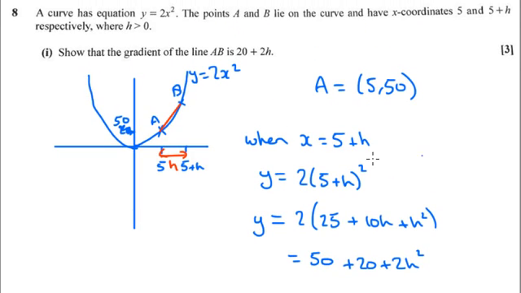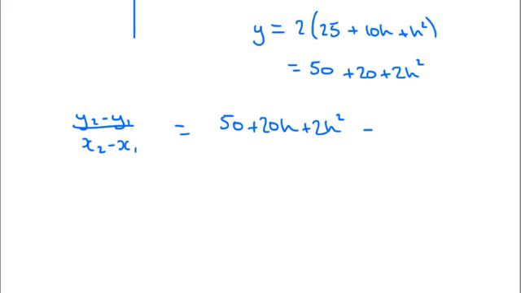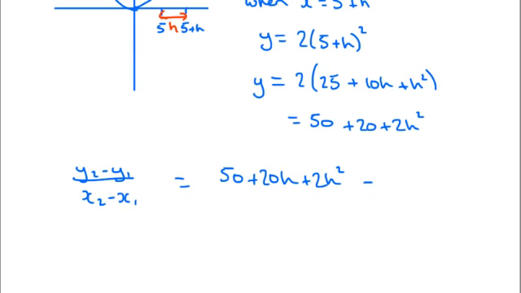So now we can do the change in the y direction divided by the change in the x direction. Another way to say it, y2 minus y1 over x2 minus x1. So we've got 50 plus 20h plus 2h squared, take away 50 for the y coordinate of A, divided by x2 minus x1, which is 5 plus h minus 5, which we've already said is h.